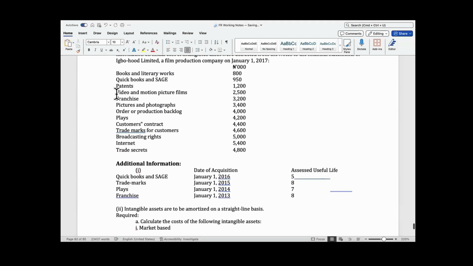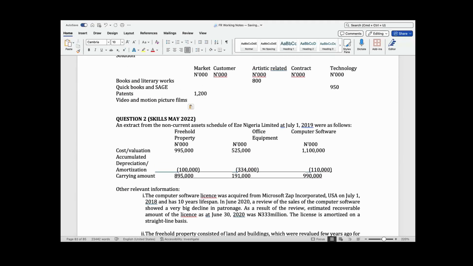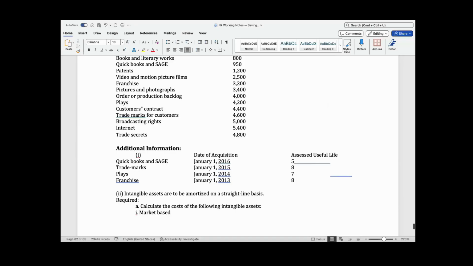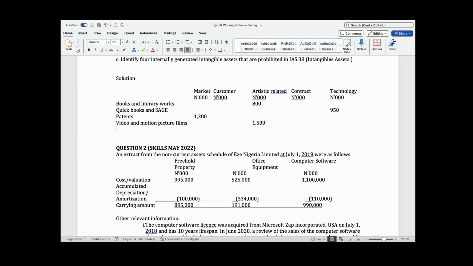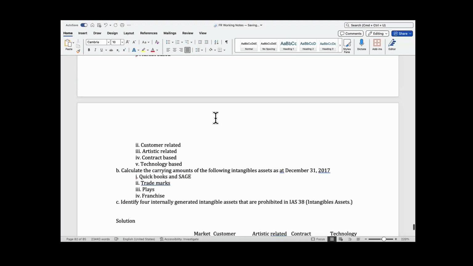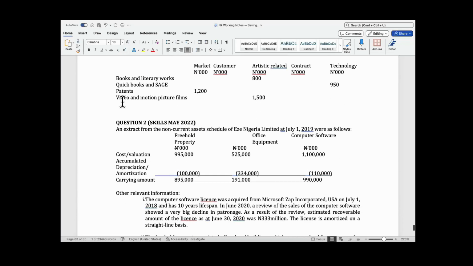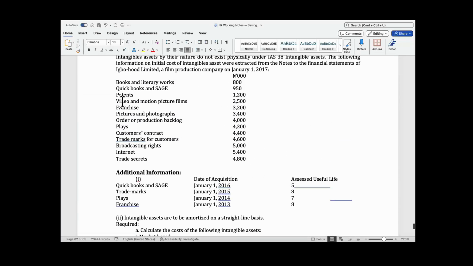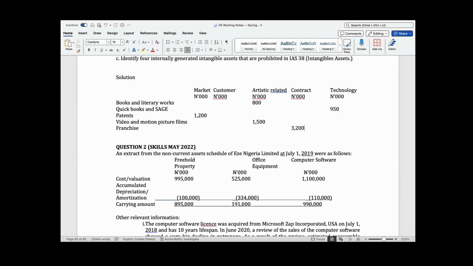What about video and motion picture films? Technology? Yeah, it's artistic. That one is an art. What about franchise? Contract, yeah, more of contracts. How much is that? 3,002.